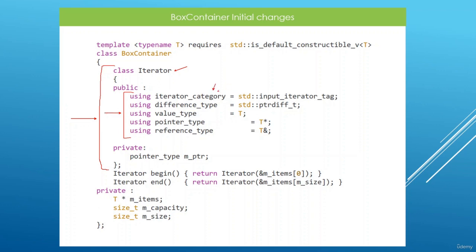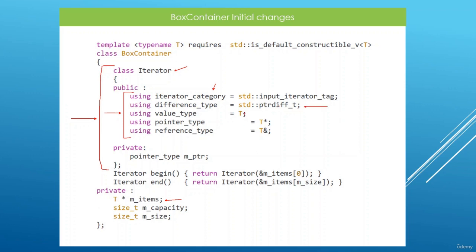We need iterator category, which is going to specify what kind of iterator this iterator class is providing. We need to model difference type, which is what you get when you subtract an iterator from another iterator. So this is really going to be wrapping around a pointer to our type that we have in our box container. So subtracting two iterators is really going to give us a pointer difference. That's what we have right here.